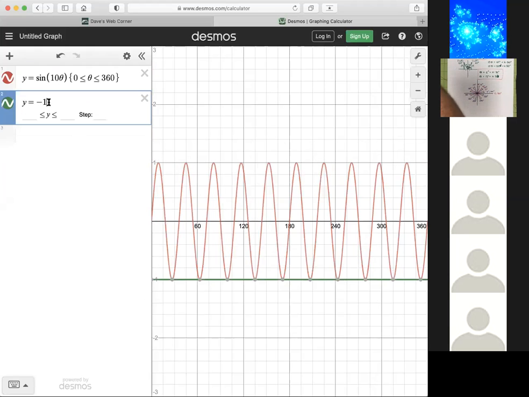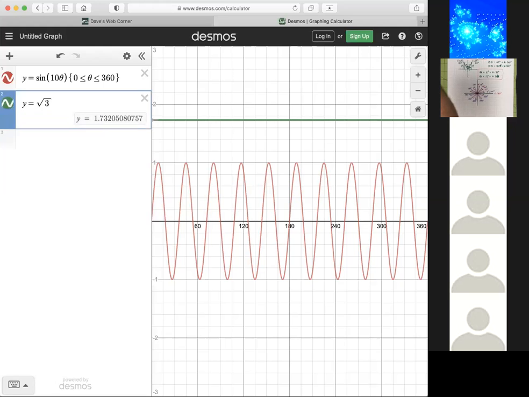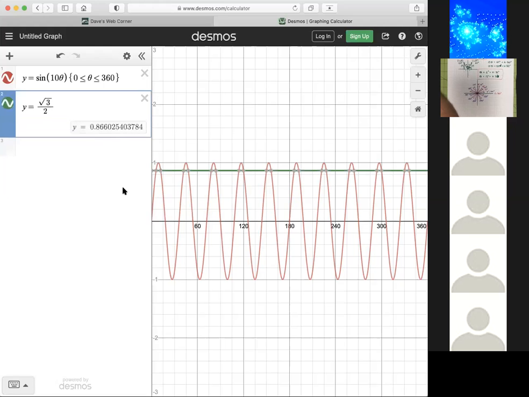And now, what do I want for this? I want it to be equal to root 3 over 2. Square root of 3 divided by 2. And here are my 20 answers.